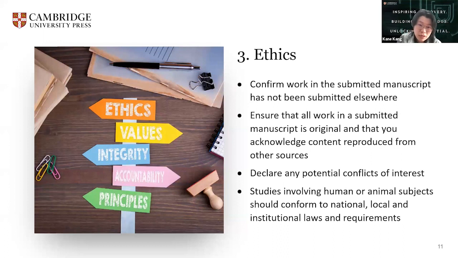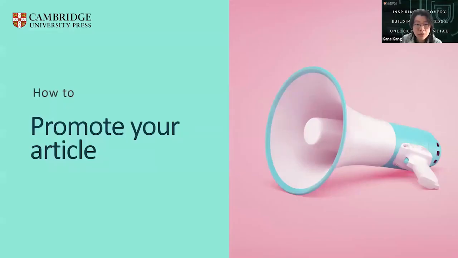And declare any potential conflicts of interest. Maybe you think that's a really small thing, but you'd better declare any potential conflicts of interest to the publisher, to the journal. And studies involving human or animal subjects should conform to national, local, and institutional laws and requirements. So that's for those studies. And these are the tips.